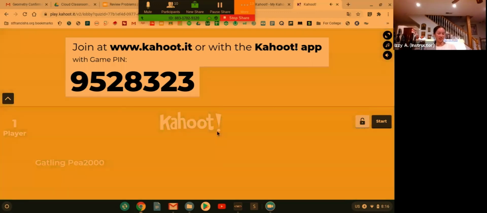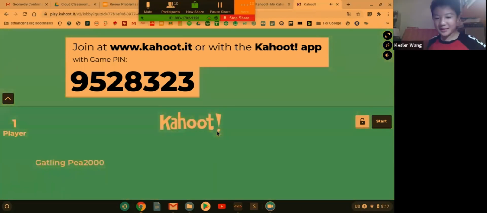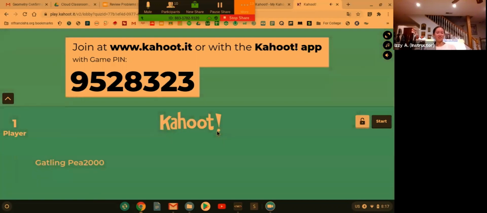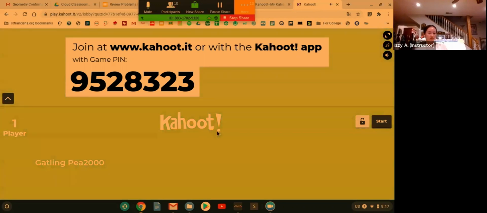Gatling P2000. That's from Plants versus Zombies, right? Because mostly it's just the 2000 that's important. Ah, okay. Is Kessler going to be the only one who's playing?